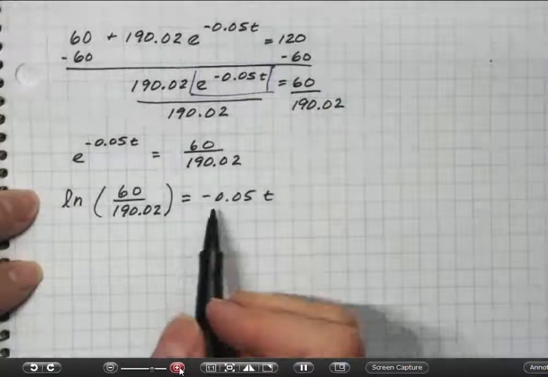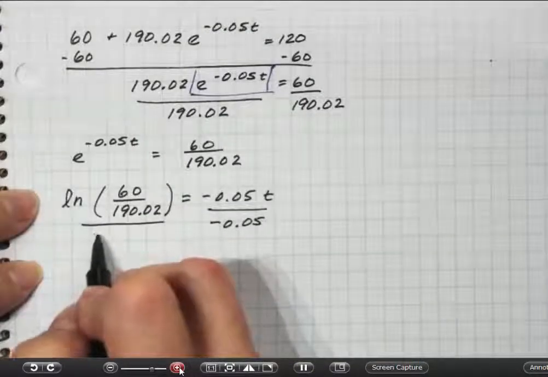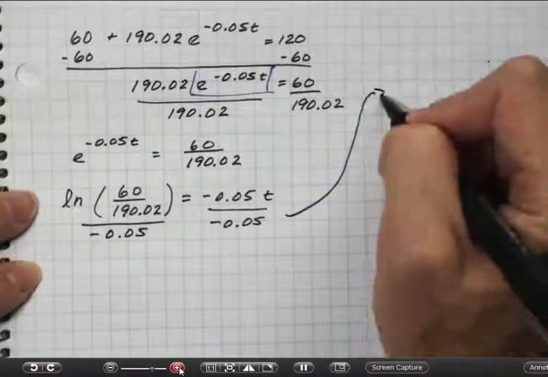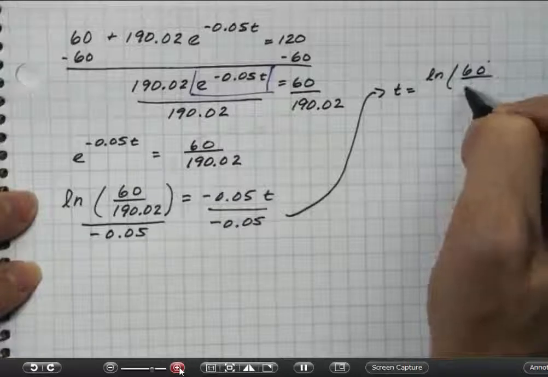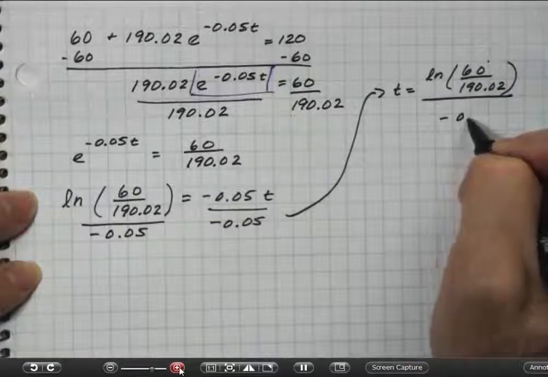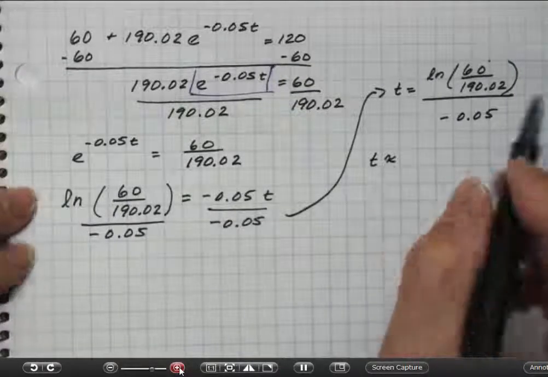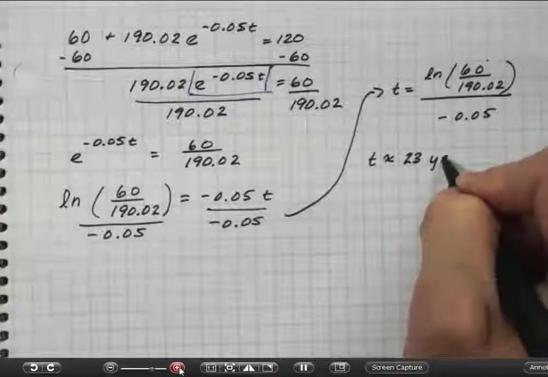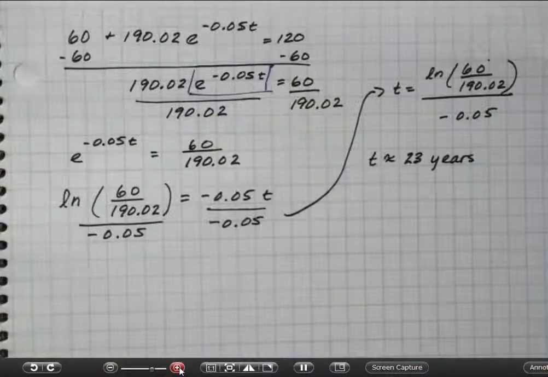And then we're going to divide both sides by negative 0.05. And we end up with t is equal to the natural log of 60 over 190.02, all divided by negative 0.05. So t, using my calculator again, is approximately 23 years. So it'll take 23 years for the population of Sasquatch to reach 60.